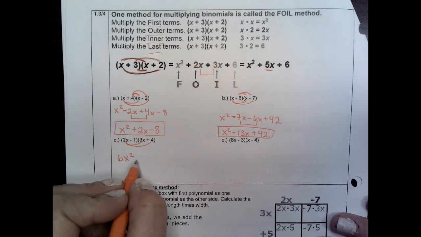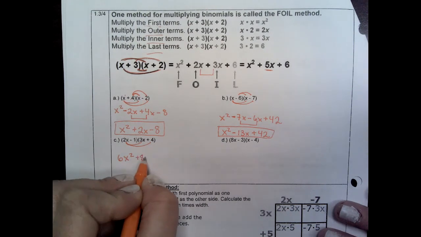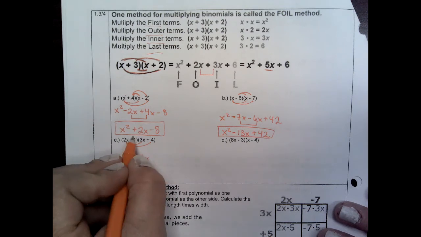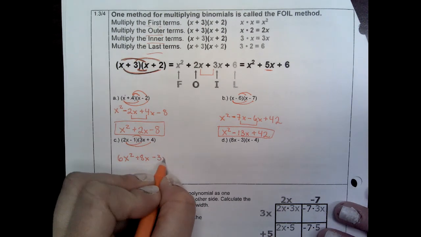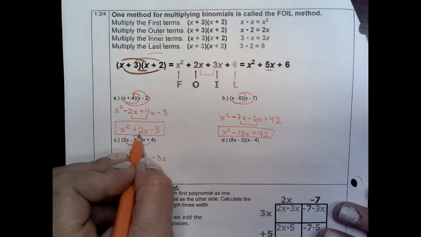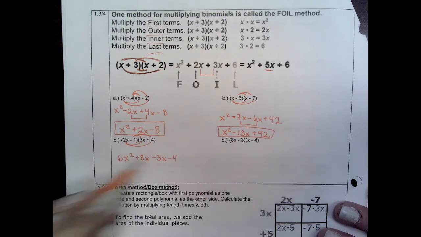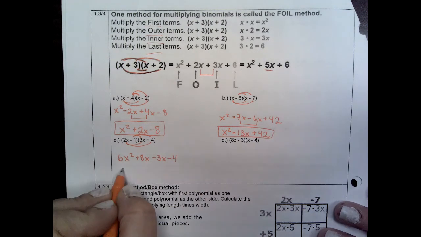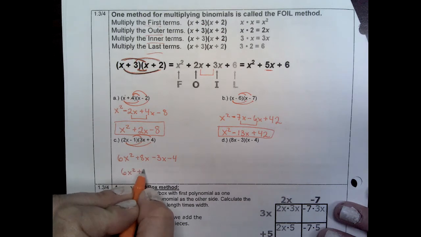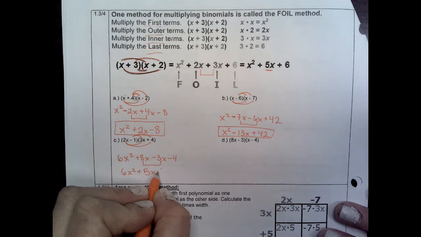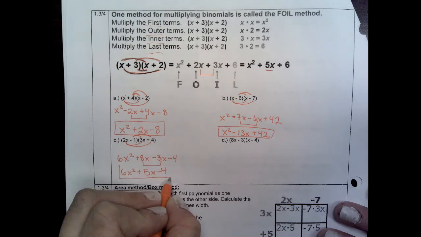Outer, 2x times 4 is 8x. Inner, 3x times negative 1 is negative 3x. And last, negative 1 times 4 is negative 4. So our answer here is 6x squared plus, we're going to combine these two, 5x minus 4.